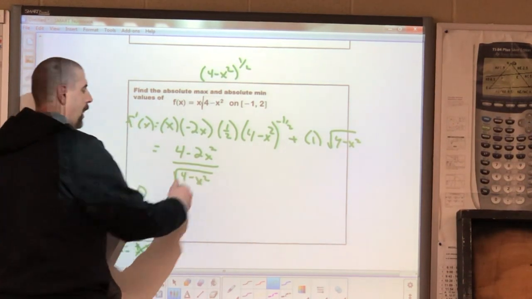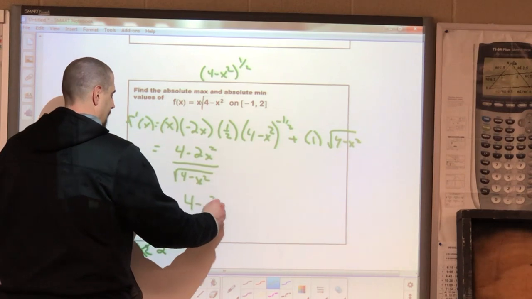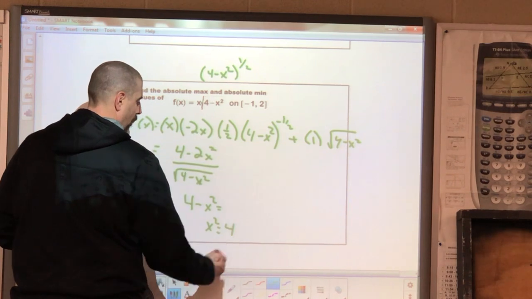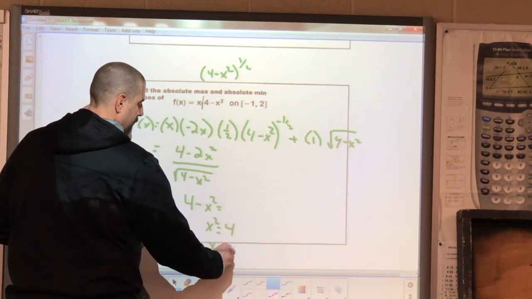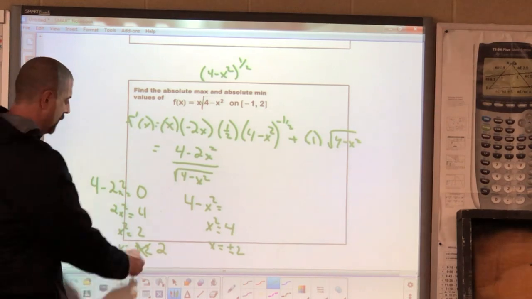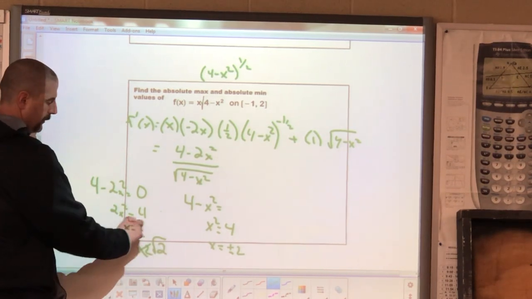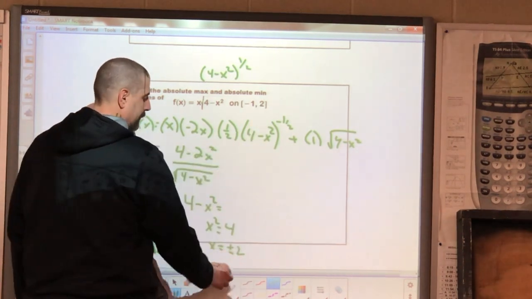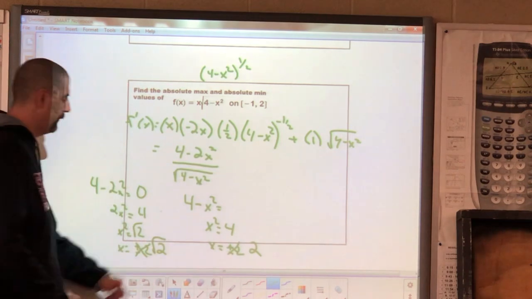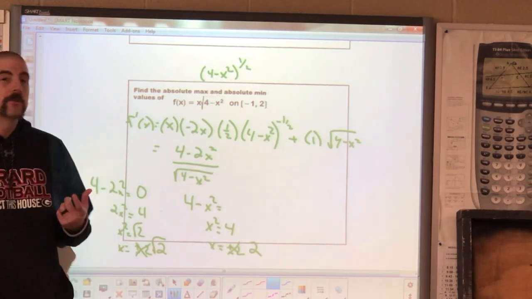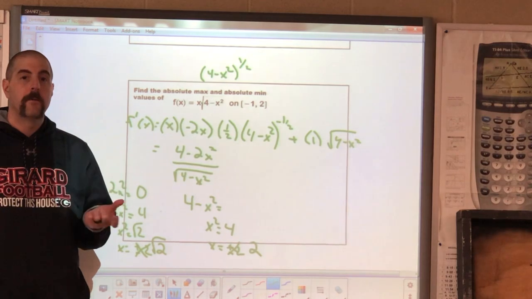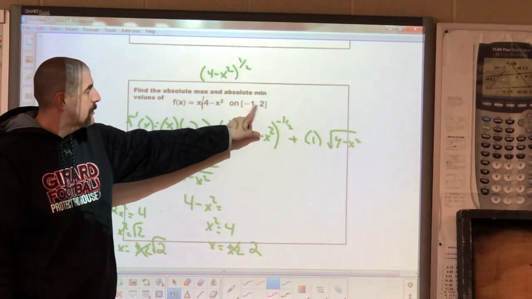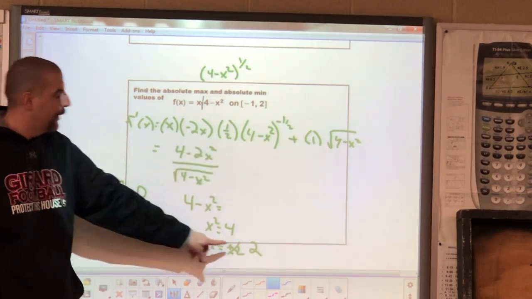You want to make sure that you're talking about those points. Now we're going to set the bottom equal to 0. So we're going to say 4 minus x squared equals 0. So you're going to get x squared equals 4. So x equals plus or minus 2. Sorry, I said plus or minus square root of 2 earlier for the numerator, and this one is plus or minus 2. Again, negative 2 is not in that interval, so it's just 2. So we have square root of 2 and 2. Those are possible local or absolute maxes. We also have to check these 2 points, the endpoints, if they don't match one of these.